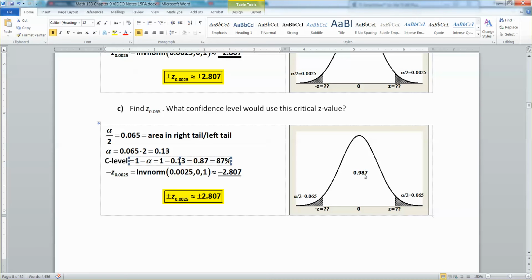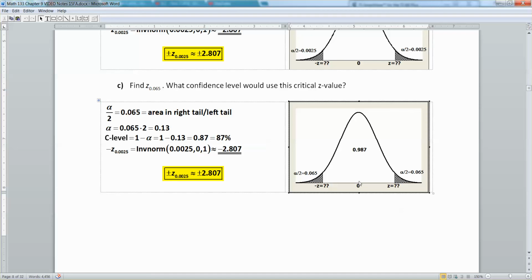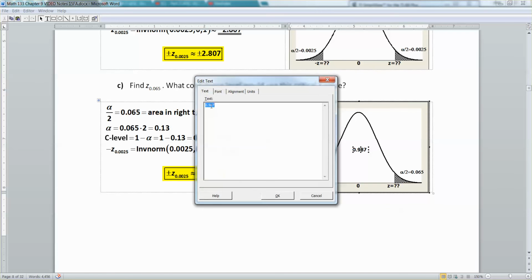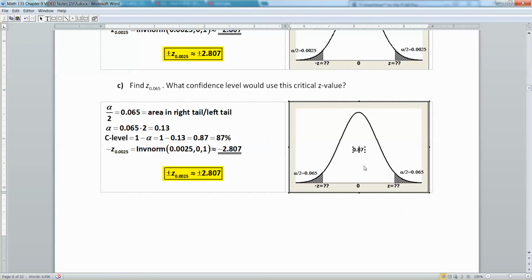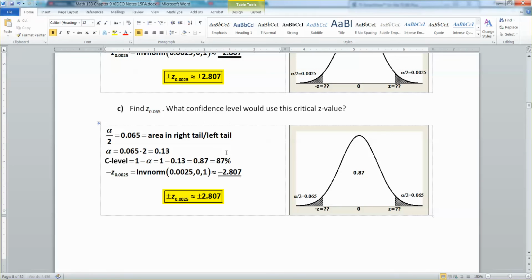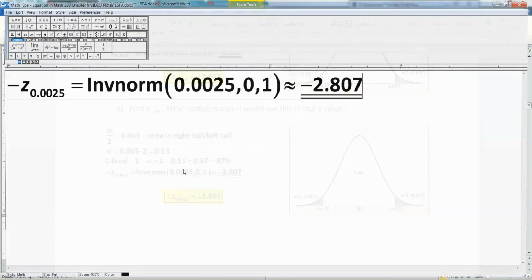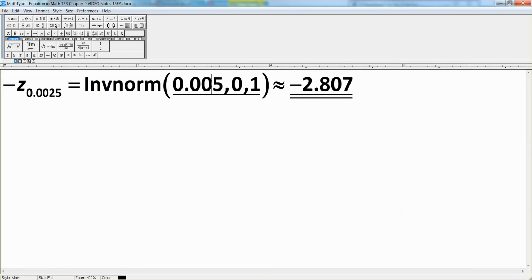Okay, so that means that this center portion I have here needs to be labeled with an 87. There we go. So 87% in the middle, 0.065, 0.065. And those three numbers should add up to 1 if you do it correctly. Okay, so now I just need one of the z-scores. Once I know one, I'll know the other. So I'm just going to find the one on the left because it's easier. And I'm just going to find 0.065.